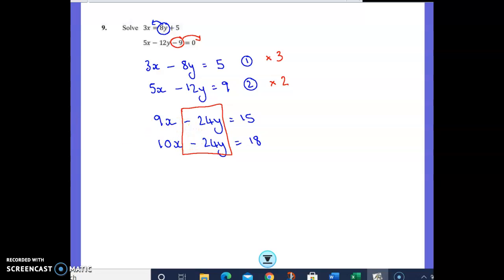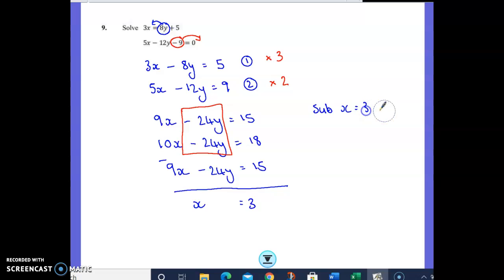Now, before I do my subtraction, I don't want to have to deal with negative numbers, so I'm going to rewrite my equation down here, because it doesn't matter what order I have these in, and I'm going to subtract this way. So 10x take away 9x is x. Minus 24y take away minus 24y is minus 24 add 24, which is 0. 18 minus 15 is 3. I'm halfway there. Right, sub x equals 3 into equation 1.